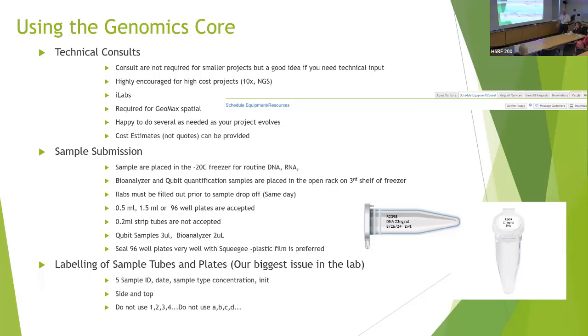Thawing freezers is something we do a lot of, right? And Qubit and Bioanalyzers are just placed on the shelf and it's all labeled in racks. They say DNA or RNA or Qubit.